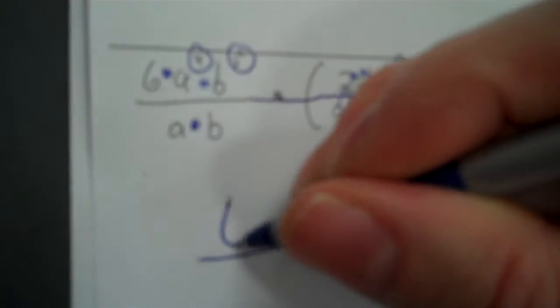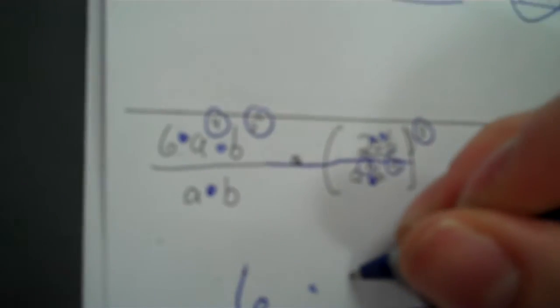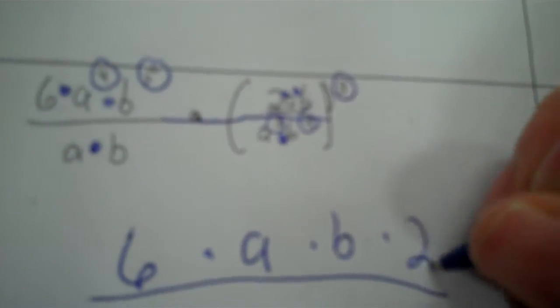So what are your factors on top? You have a 6. You have an A, you have a B, you have a 2, you have a second A factor, so plus, and you have a second B factor, so I put a plus. Now let's figure out what these powers are, then we're going to go to the bottom. So 6 is to the first power, if there's no exponent, we put a 1. It doesn't get distributed because it's not in parentheses, so it's just 1.